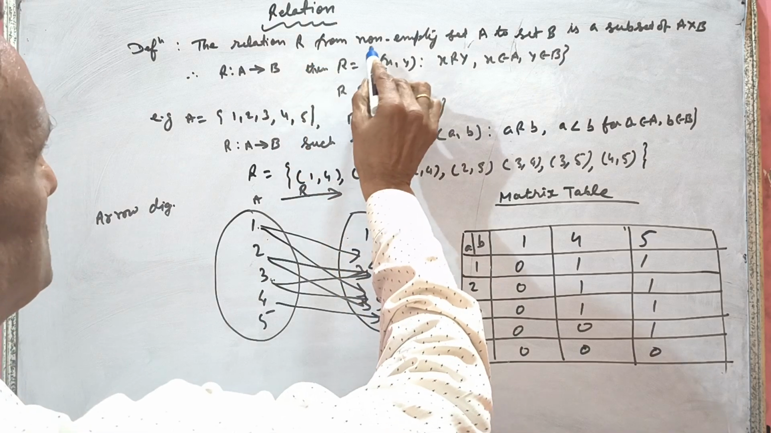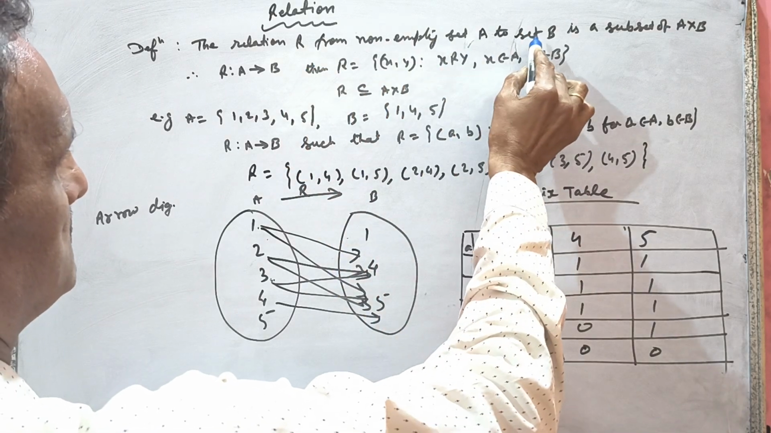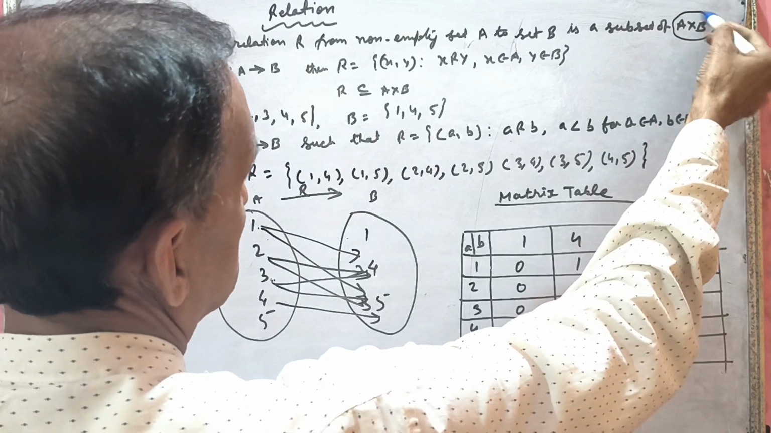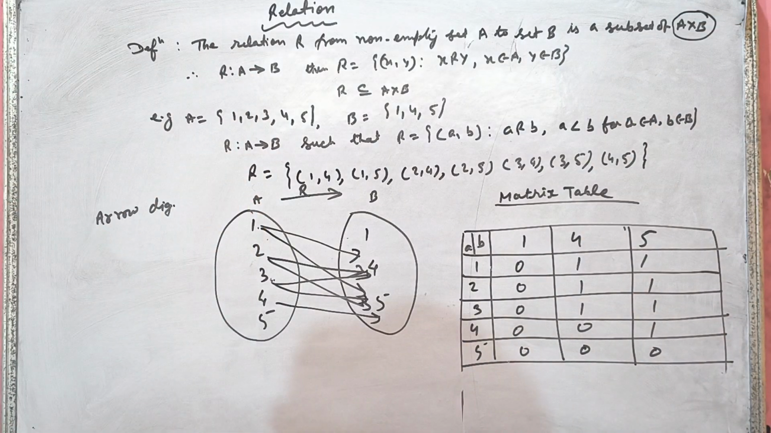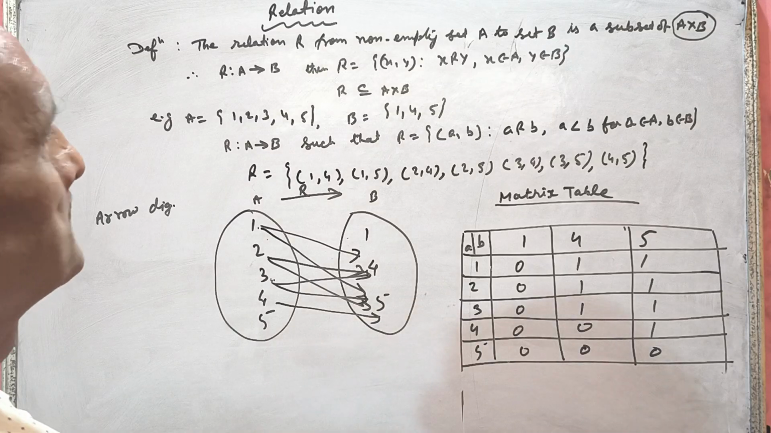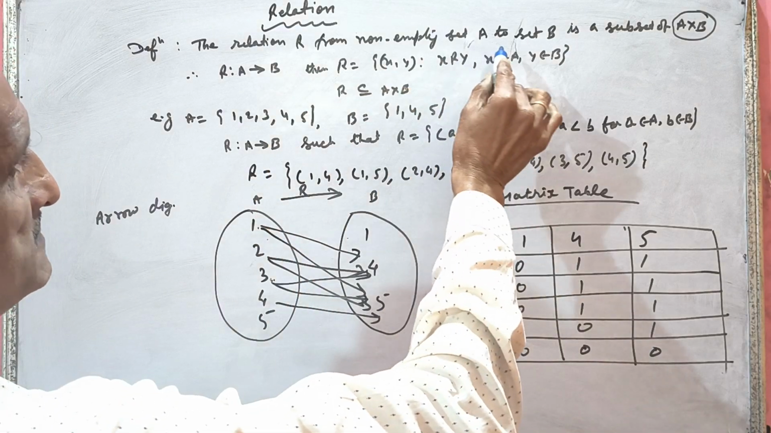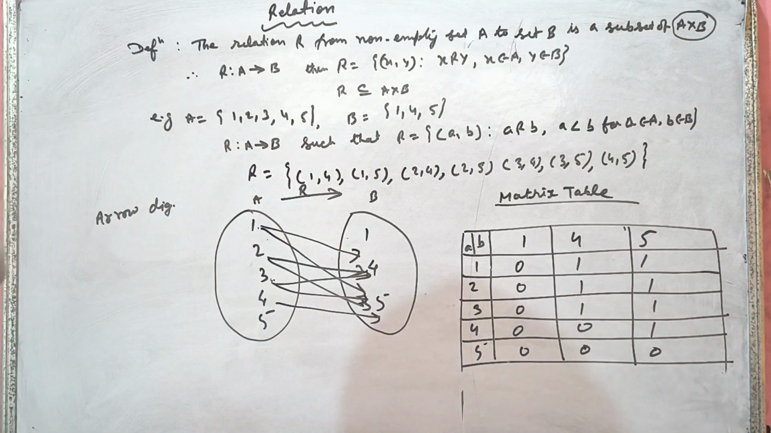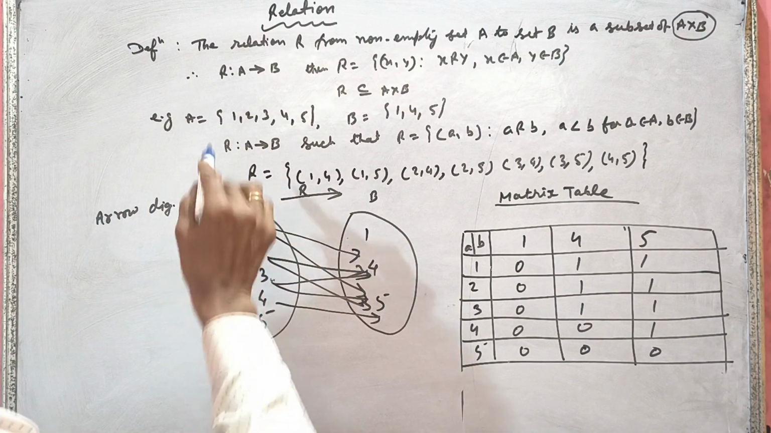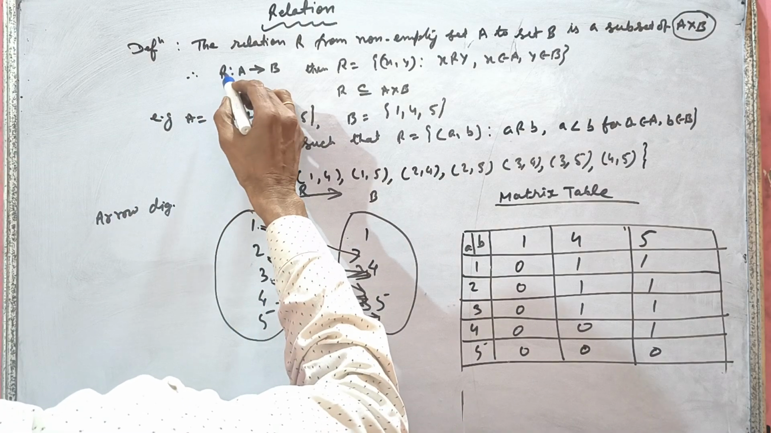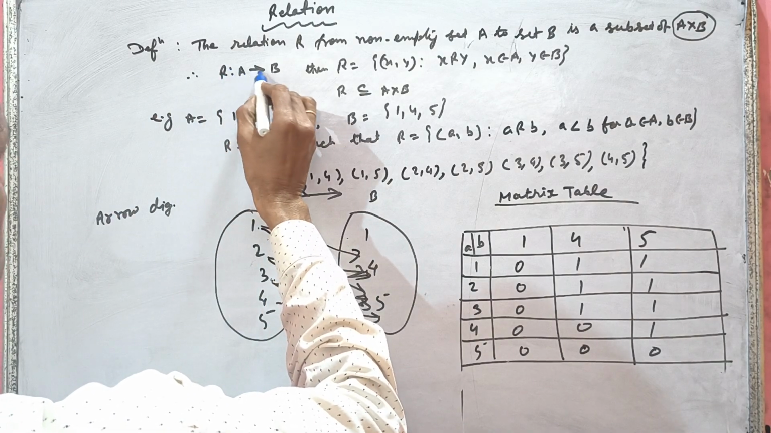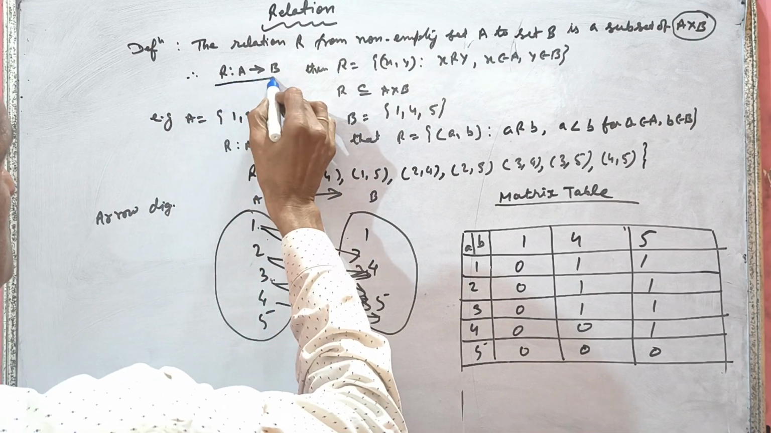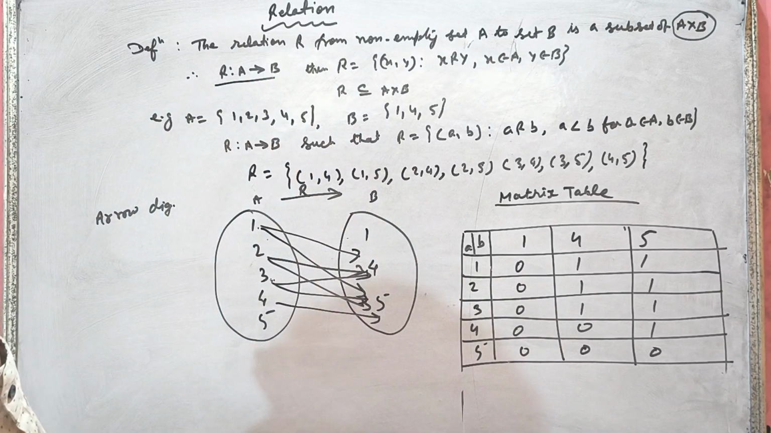The relation R from non-empty set A to non-empty set B is a subset of A cross B. That's why you should have an idea of the Cartesian product first. The relation R from non-empty set A to set B is a subset of A cross B. In shortcut, what do we write? R: A → B. How will you read it? Relation R from A to B.